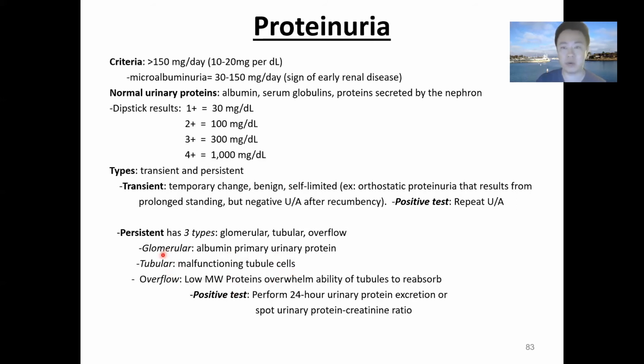Glomerular here is when there is a problem with the glomerulus, or the Bowman's capsule, where the protein leaks through that region. And overflow is when the proteins overwhelm the ability of the tubules to reabsorb. There's just way too much of it, so it can't handle it. It doesn't have the power to do so. Okay, and for a positive test, you perform a 24-hour urinary protein excretion or a spot urinary protein creatinine ratio to do that.